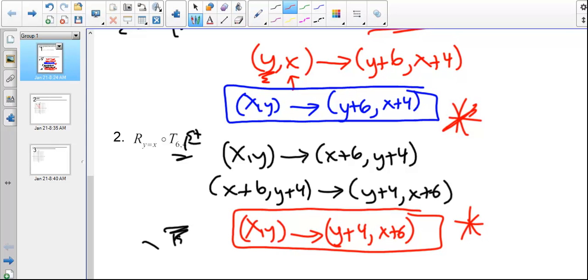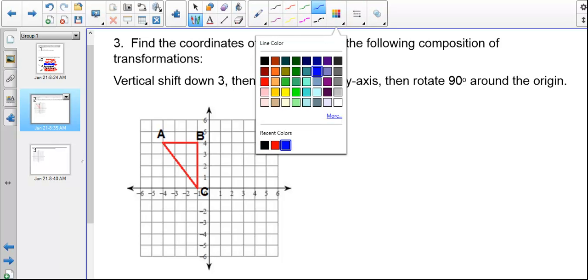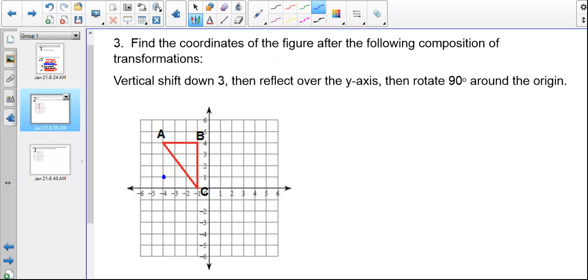So let's look at another example with some graphs. This one is giving us a pre-image and wants us to shift this triangle down 3 units, then reflect across the y-axis, then rotate 90 degrees. We could do this with coordinates, but let's just do it with the picture. First I'm going to shift this thing down 3 units. So A prime, B prime, and C prime would be right here. Then I would reflect across the y-axis. As I do that, I'm going to land over here. It's just my x-coordinates are changing sign.